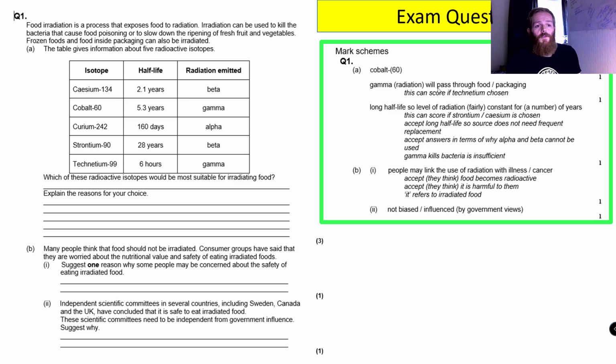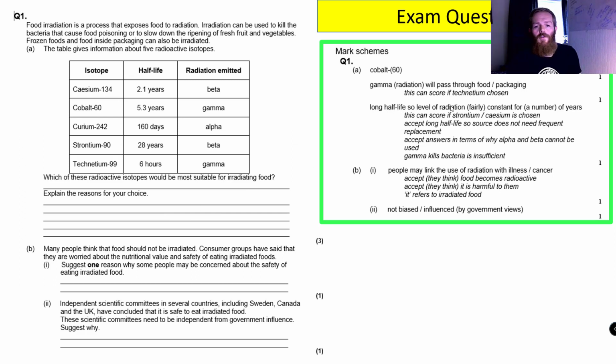Well, the gamma radiation will pass through food packaging. If you look at it, cobalt-60 gives out gamma. Now you might have said, oh, we're going to use technetium-99 because it's got gamma. If you've mentioned gamma there, you can still get a mark, even though technetium-99 is the wrong answer for which isotope to use. So the second bit, the gamma radiation will be able to pass through the food and the packaging. The last one, you should have said it's got a long half-life.